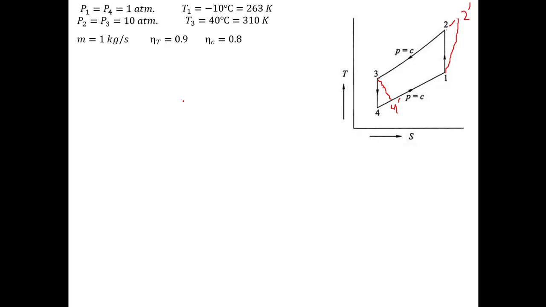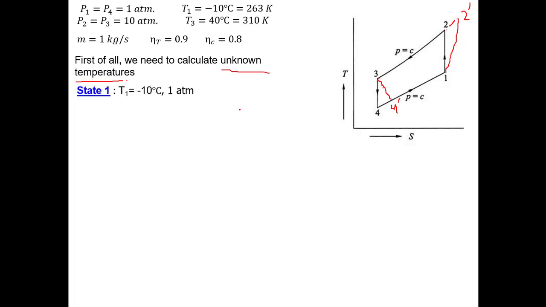So first of all, from the previous knowledge, we need to calculate the unknown temperatures, because we have assumed the cold air standard assumption. If we don't assume the cold air standard assumption, then we have to calculate the enthalpy at each point. But now we have to calculate the unknown temperature at all the points. Let's start from the first state. At state 1, we are given the temperature. I mean, the air enters at minus 10 degrees centigrade and atmospheric pressure.